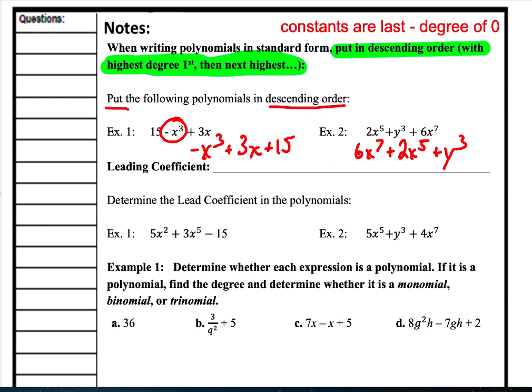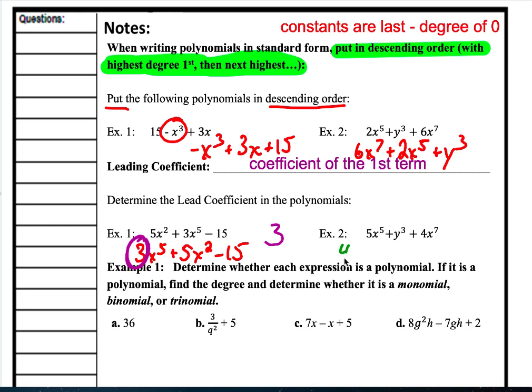Next, we have leading coefficient. And it's kind of self-explanatory. The coefficient is the number that goes along with the variable. And the leading one is just the one in front. So once it's written in proper form, in standard form, we want the coefficient of that first term. So I've got to write this one in order. I'm going to do 3x to the 5th plus 5x squared minus 15. Then I'm going to take the coefficient of the leading term. So that's going to be 3.